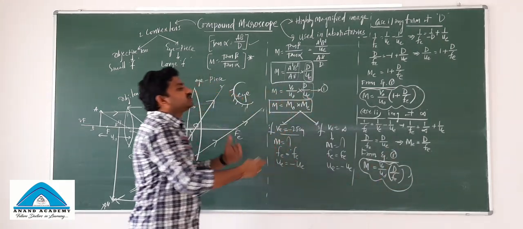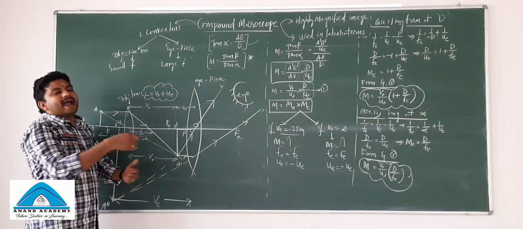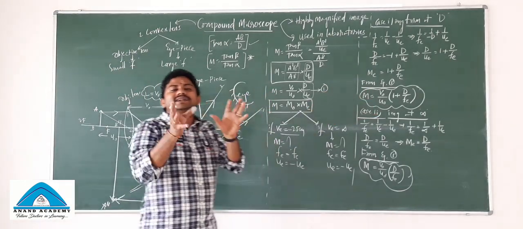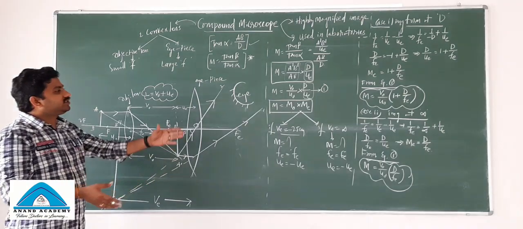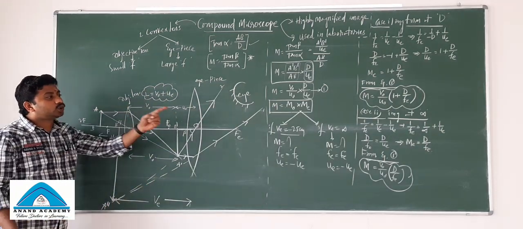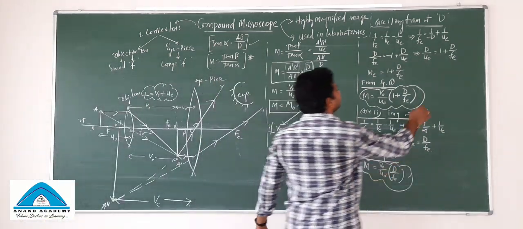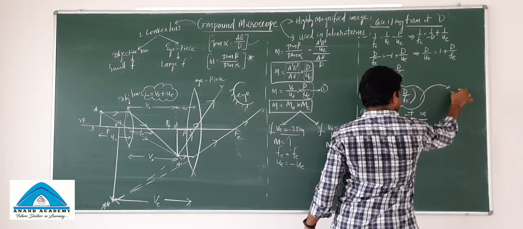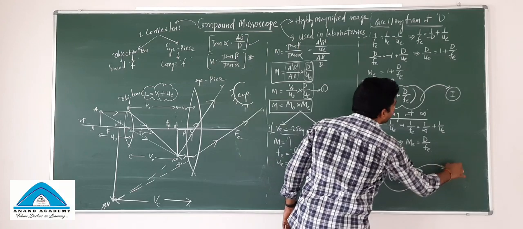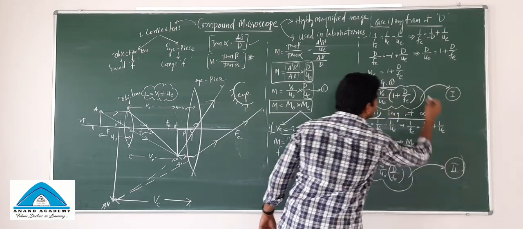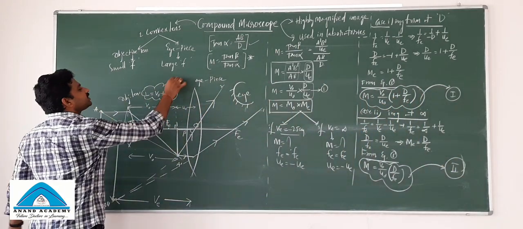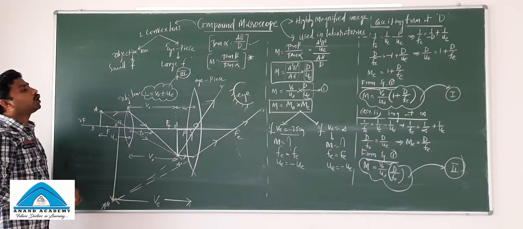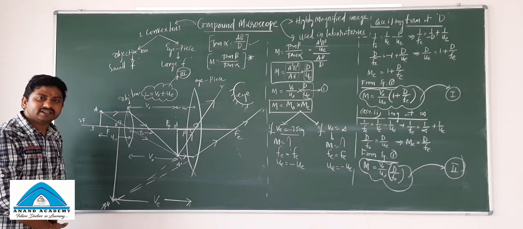Which magnification is greater? So definitely magnification will be greater when the image is formed at D, right? So these are the very important formulas. What I can say, it is the formula number 1. This is formula number 2, and here this is formula number 3. The important topic called compound microscope is finished.